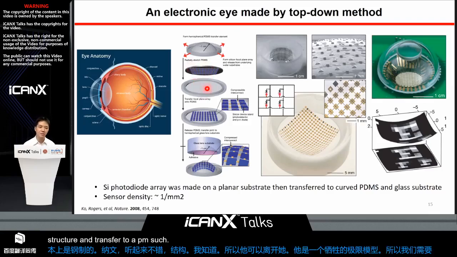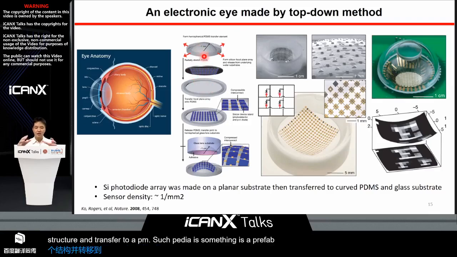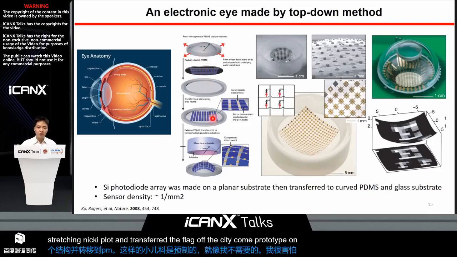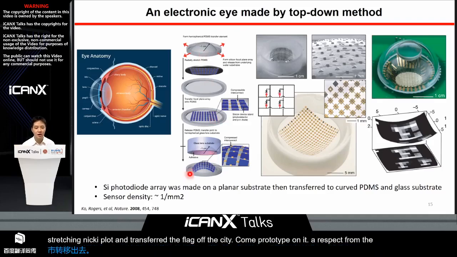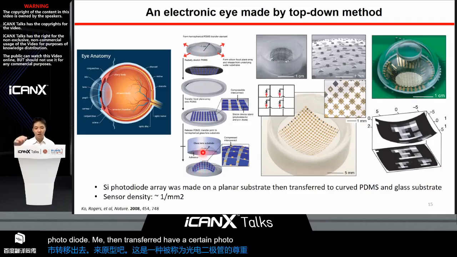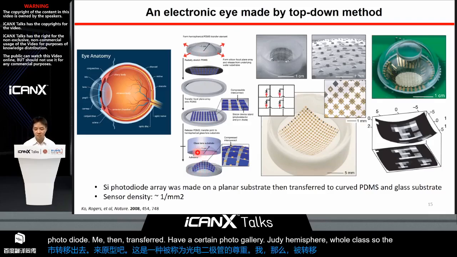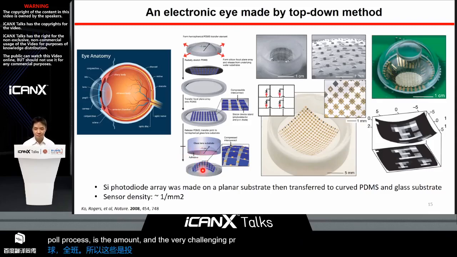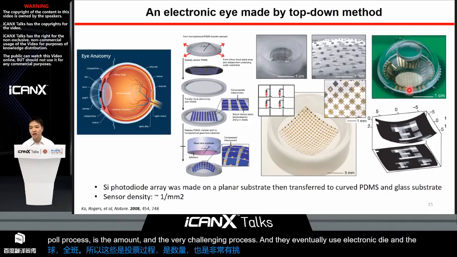The PDMS substrate was prefabricated as a dome, a hemispherical structure, then stretched to make it flat. Then they transfer the flat array of silicon photodiodes onto it, then release it back into a hemispherical photodiode array, then transfer the hemispherical photodiode array to the hemispherical glass substrate. This is the whole fabrication process. It is a long and very challenging process. And they eventually built an electronic eye and demonstrated the imaging function.